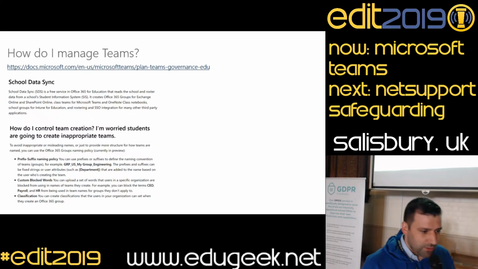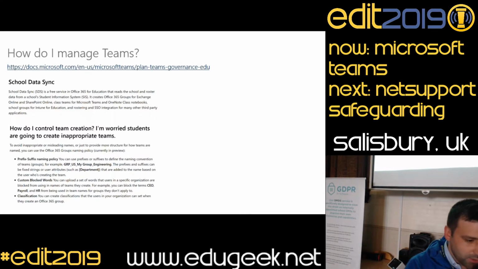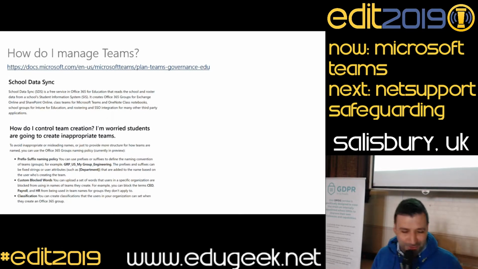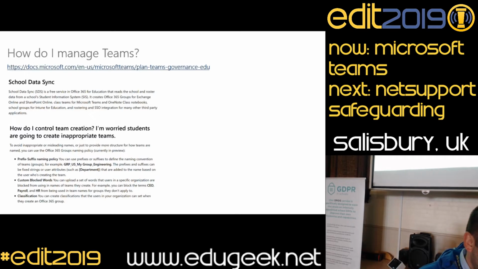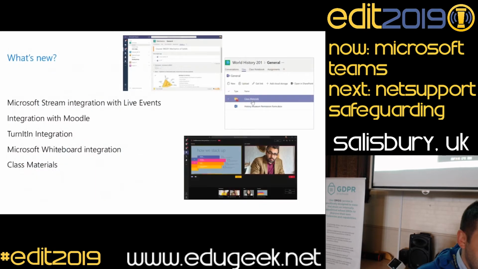Well, there's the school data sync. How do I control the team creation? There's instructions there. You can actually have a naming policy, custom block words. You don't want a student making a finance team and adding their finance director to it. And you can classify the teams.